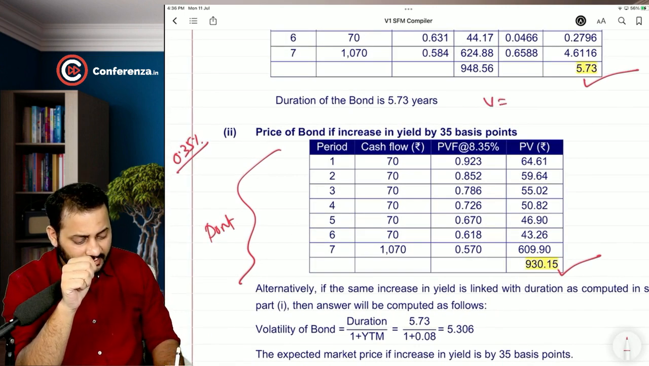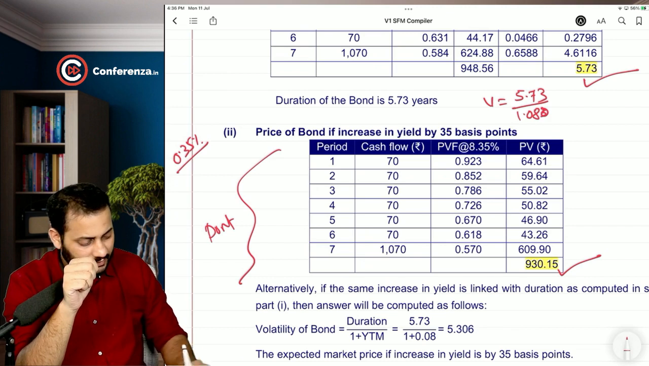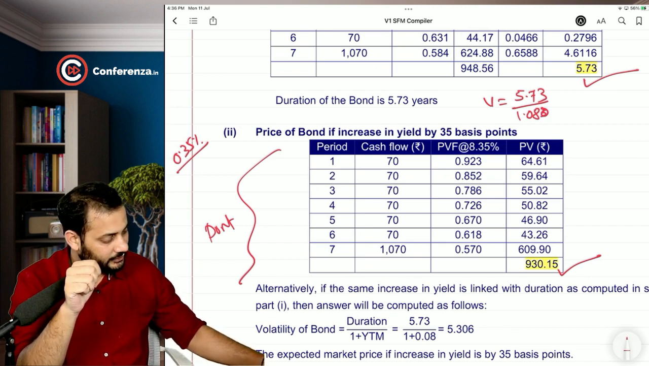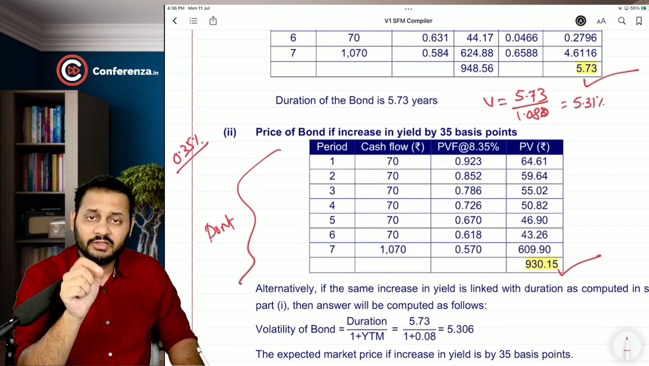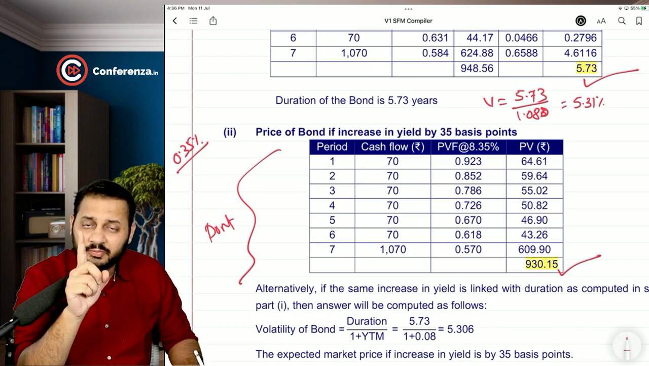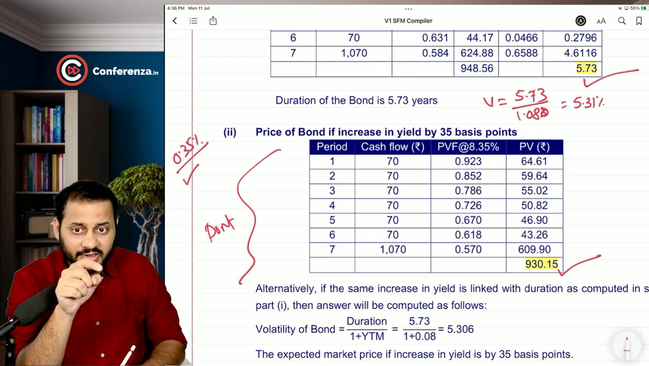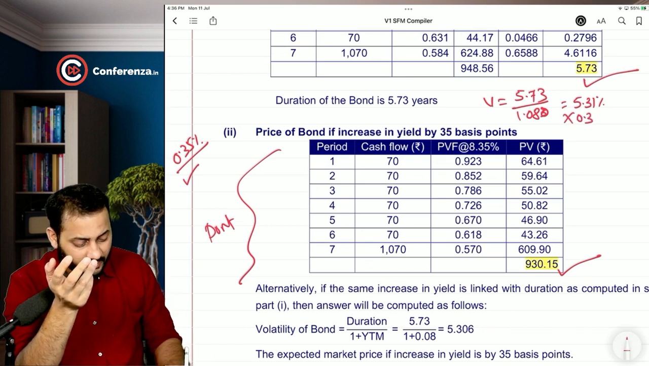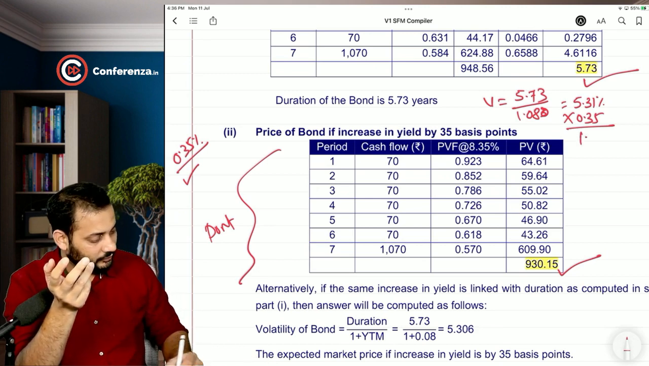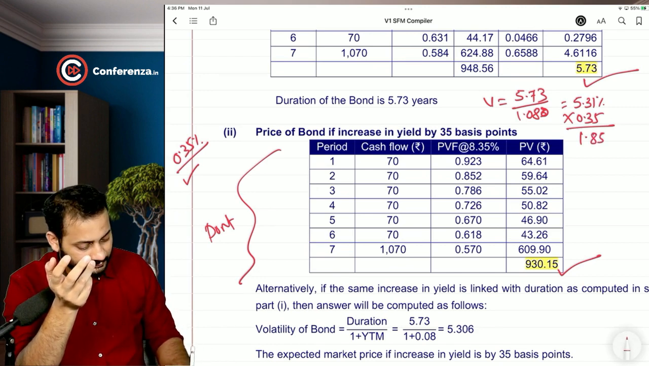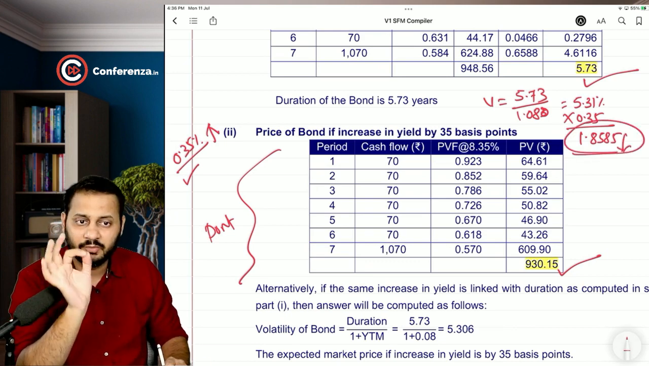Calculate the volatility. Volatility is nothing but 5.73 divided by 1.0838, right? So 5.73 divided by 1.08 goes to 5.31%, which will be the change in market price for every 1% change in YTM. But YTM is changing by 0.35 only. So multiply this by 0.35. 5.31 into 0.35 gives you 1.8585. And YTM is increasing, so the market price will decrease by this much percentage, 1.8585.